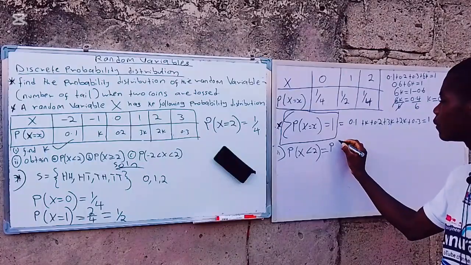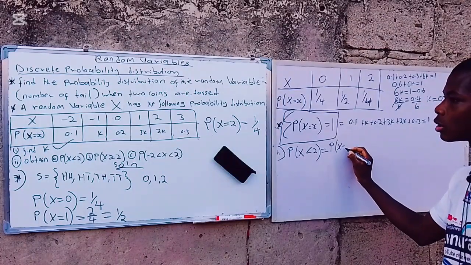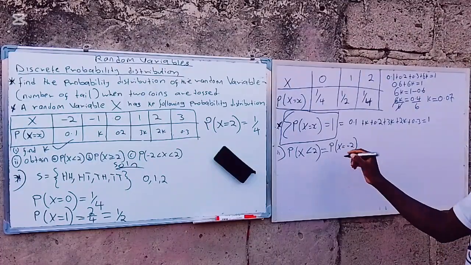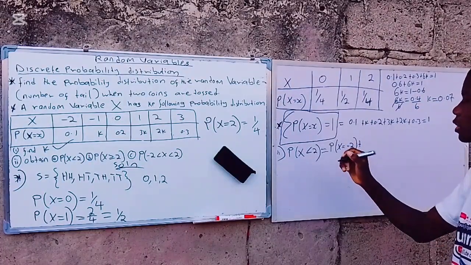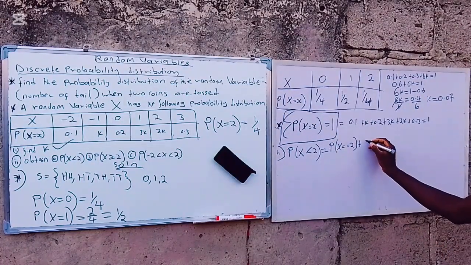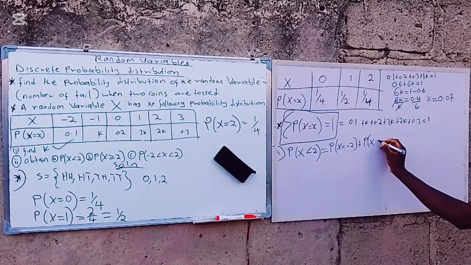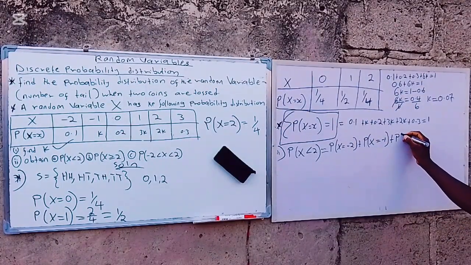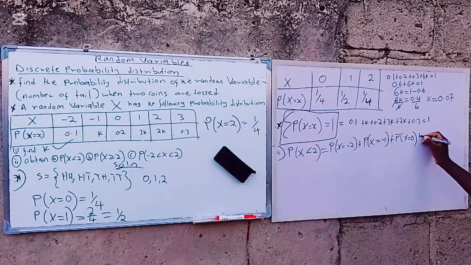So I have to say the probability of x which is less than 2. I'll have the probability of x equals -2, plus the probability of x equals -1, plus the probability of x equals 0, and therefore plus the probability of x equals 1.